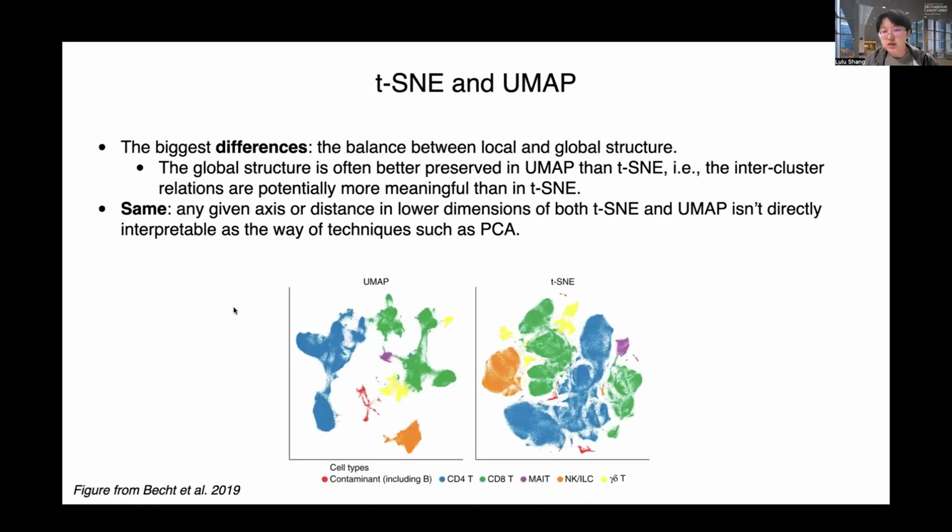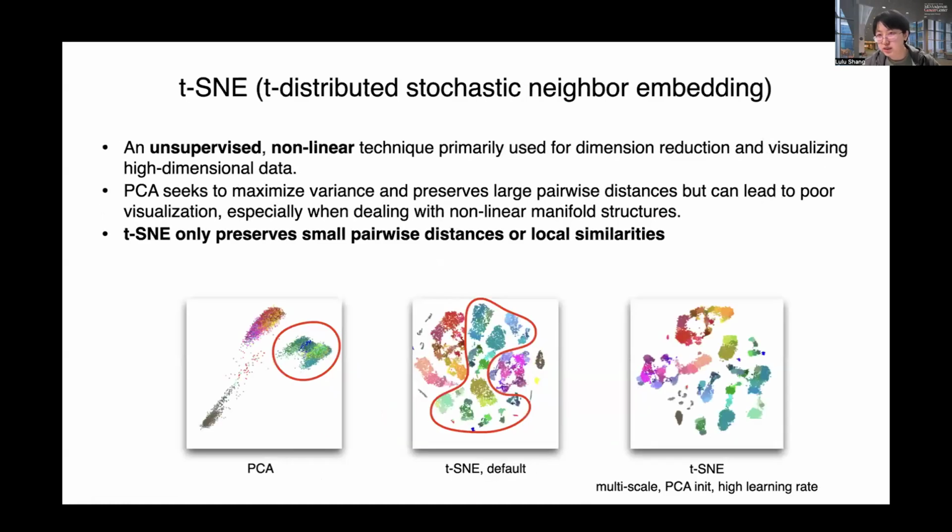But yeah, and UMAP can also have a similar function. UMAP can also help you to have a better realization of the cells. But the key difference is that UMAP can better balance between the local and the global structures. One caveat is that any given axis or distance in the low-dimensional embeddings within the t-SNE or the UMAP map is not directly interpretable in the way that we can do in a PCA.